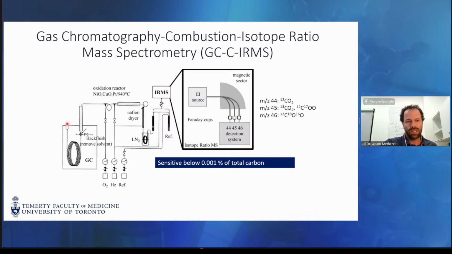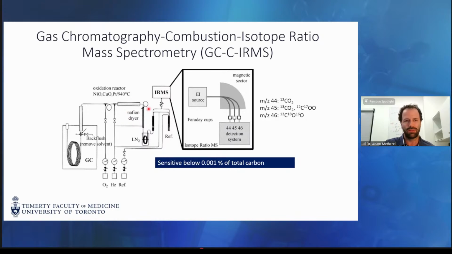Fatty acid methyl esters are injected into the column, just like a normal GC-FID. Fatty acids are separated by chain length and desaturation. And then they exit the GC column and go into a combustion or oxidation reactor. At this point, the oxygen combined with extremely high heat and the fatty acid methyl esters as a fuel, these are all combusted to form CO2 and water.